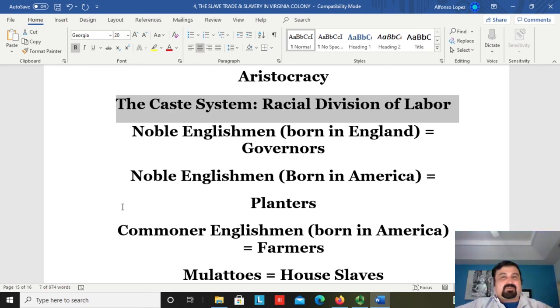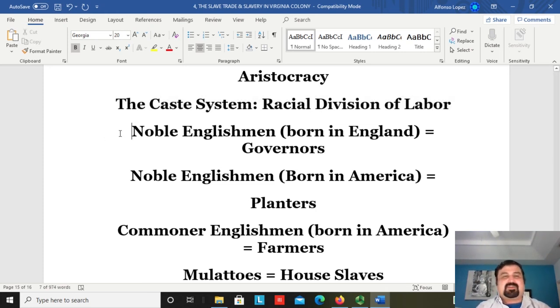Their loyalty is totally with the mother country because they were born there. So they can be sent to the colony and govern the colony in a very loyal way. So again, this is the first grouping. They're considered different from all the other groups.